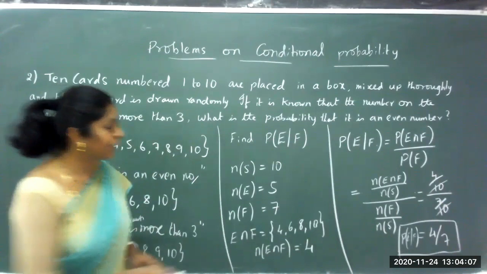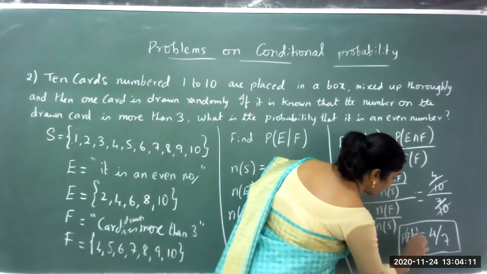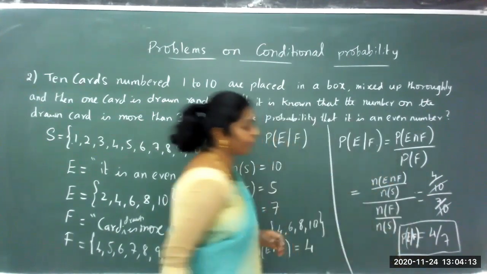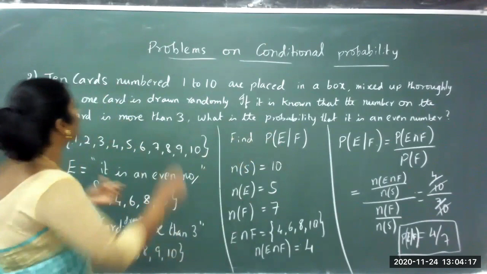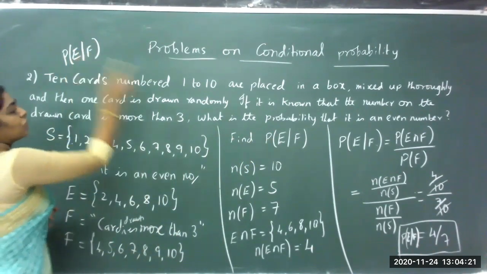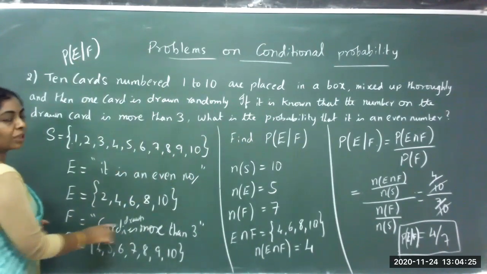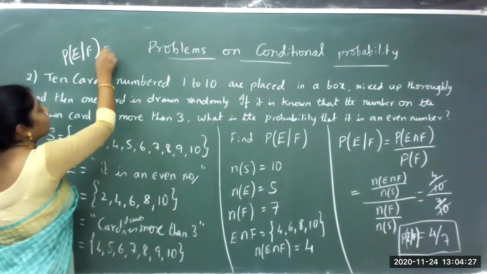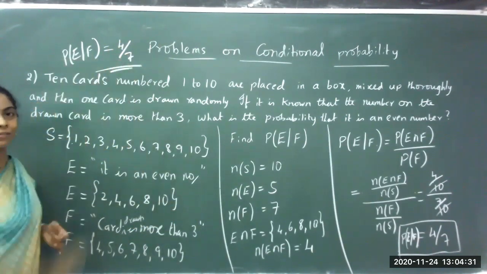The probability of event E when event F has occurred is nothing but 4 by 7. That is what we found. So the probability of event E when F has occurred: what was event E? An even number, given that the card drawn is more than 3. The solution of that is 4 by 7.